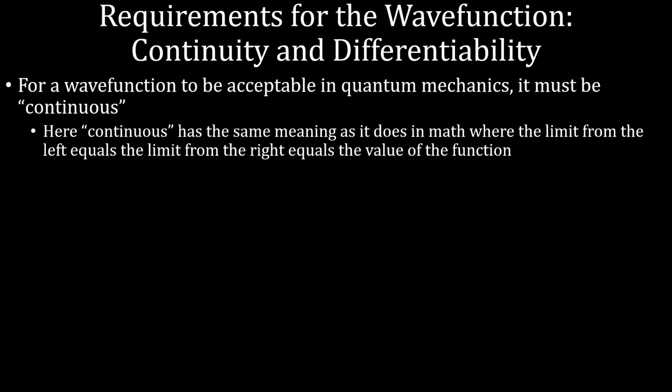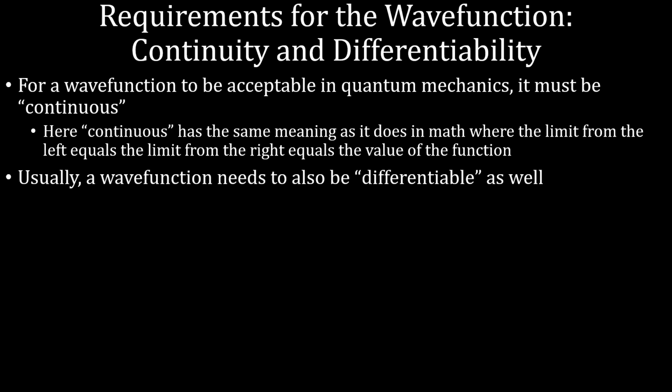Another requirement we have has to do with continuity and differentiability. For the wave function to be acceptable in quantum mechanics, it must always be continuous. And here, continuous has the same meaning it does in math, where the limit from the left equals the limit from the right equals the value of the function. But we could think about it in the simpler sense of, can I draw it without lifting my pencil? And also, as another requirement, usually the wave function also needs to be differentiable everywhere as well. This requirement, there are some cases where it's not true, but it's definitely important to always keep this one in mind.